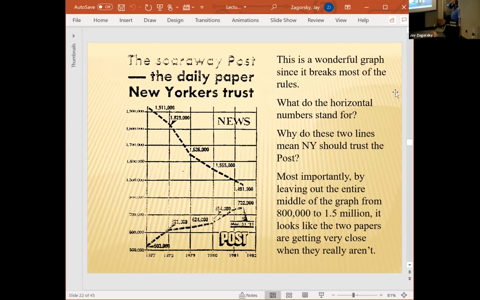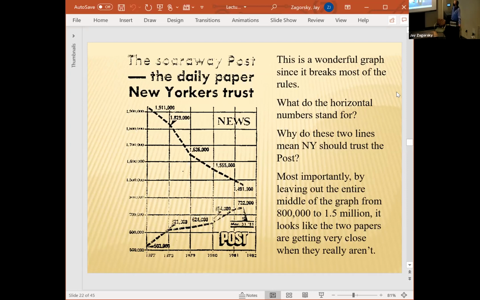I really wish I could still find the original clipping. I photocopied it a long time ago. This is an old one. It says the Soarway Post, the daily paper New Yorkers trust. This is back when people used to read physical papers when they were commuting into New York on the subway trains and the commuter rails. The News was more for Long Island, and the Post, which was more for people in Queens and Brooklyn, used to read it. Yes, I know Queens is part of Long Island. Let's not go there, okay?